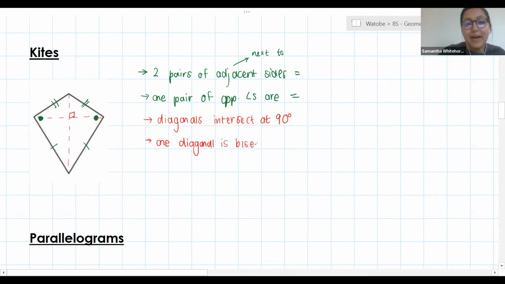Now, guys, bisect means cut exactly in half. So if we go to our diagram, this diagonal, the shorter one, is cut exactly in half by the longer one. So that's another characteristic that we have of our kite. Awesome. Nice. So what else do we have? There's a couple more characteristics. These are the really important ones. So as long as we know these, we should be okay.